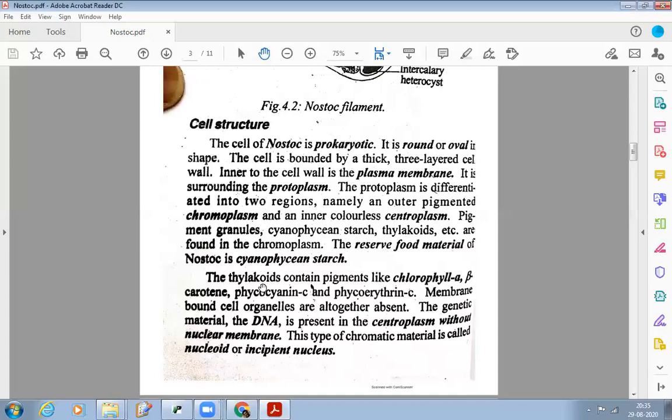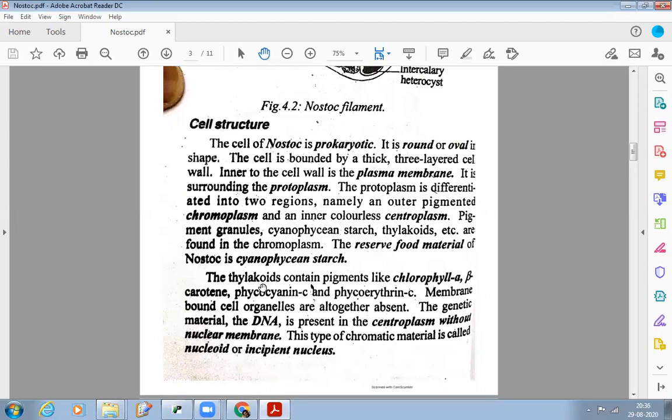We are considering the cell as prokaryotic in nature. Why? Because it has prokaryotic cell properties. One thing is that it lacks almost all membrane-bound cell organelles, whether single membrane bound or double membrane bound. That means mitochondria and chloroplast, which are double membrane cell organelles generally seen in eukaryotes, are altogether absent.